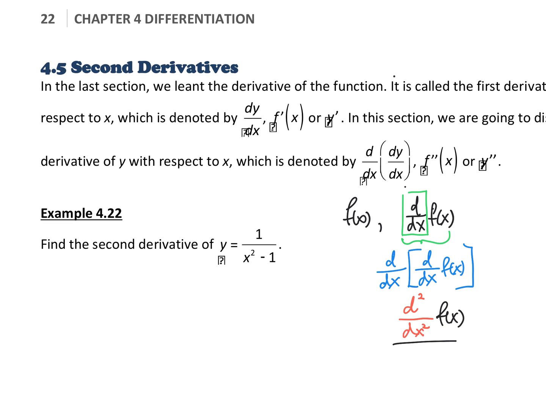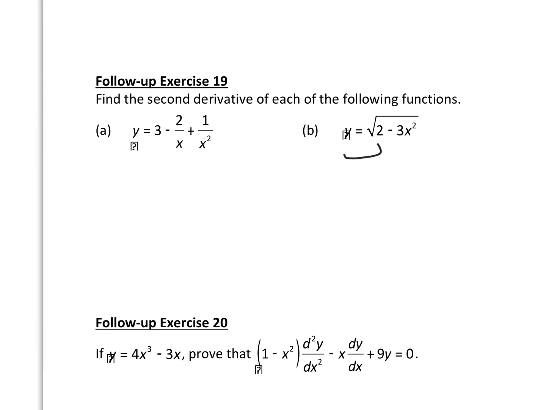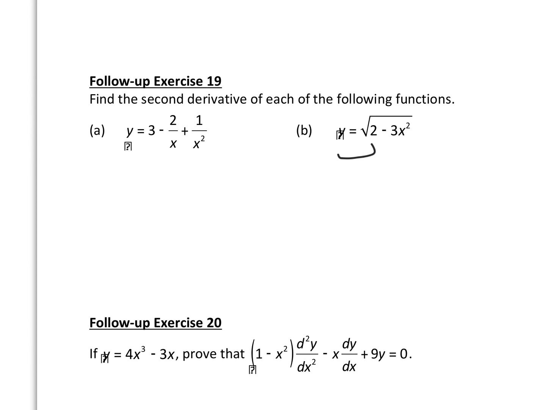And let's see the first example. I want to use the exercise to illustrate. For exercise 19a, find the second derivative of the following functions. That means I need to find dy over dx first. Simple. Constant is equal to 0. So 0 minus 2, and then write down the degree and degree minus 1. And then plus, write down the degree.